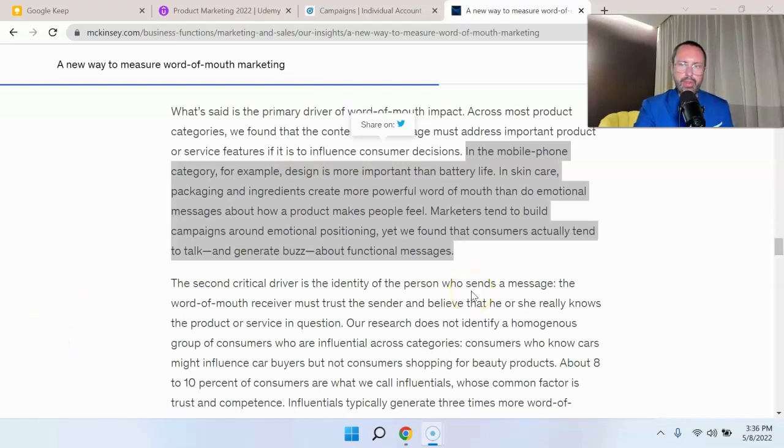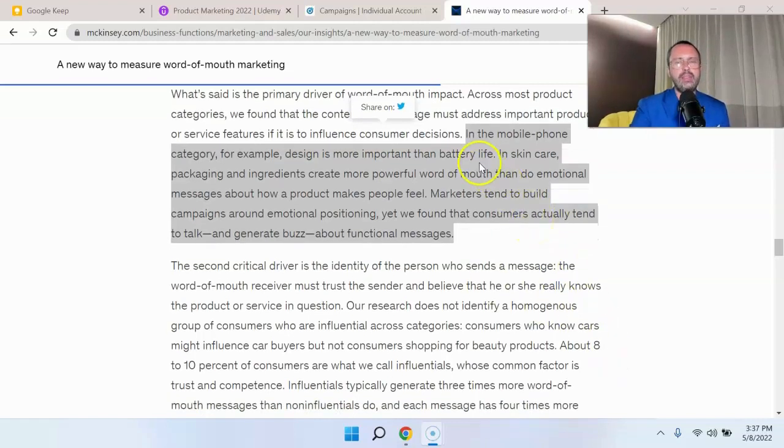One of the most important things to think about when you're trying to generate word of mouth is what aspects of your product are people most likely to talk about. And it's not necessarily the things that are most important, it's the things that have the most talkability. So a few examples here from McKinsey is in the mobile phone category, design is more important than battery life.